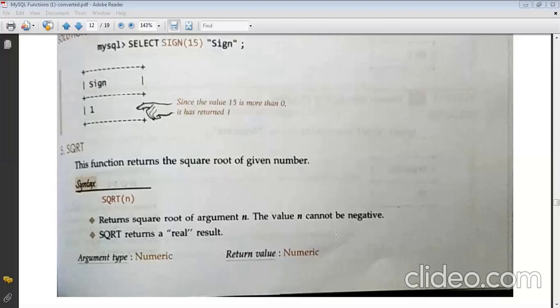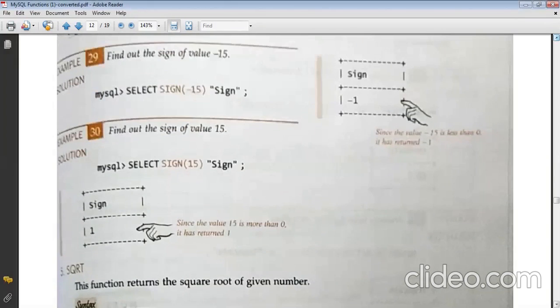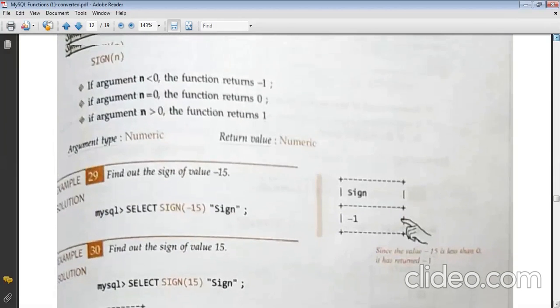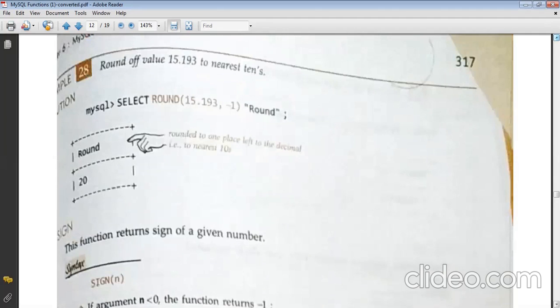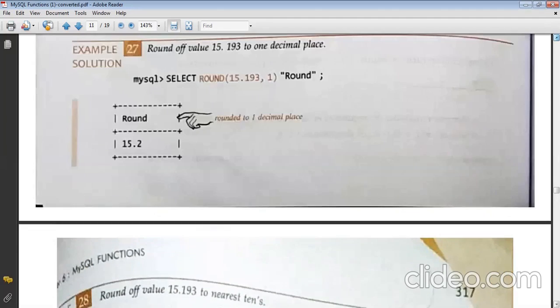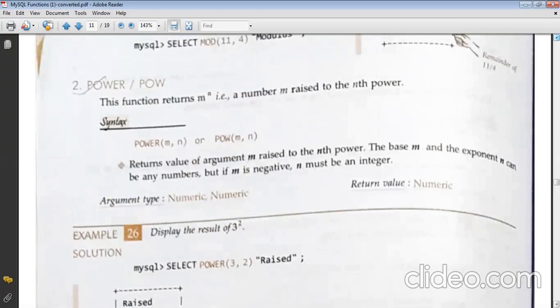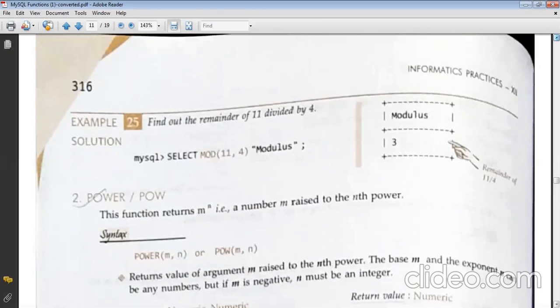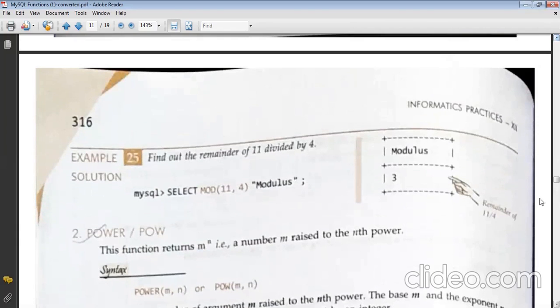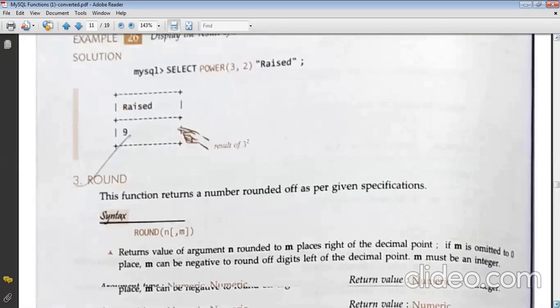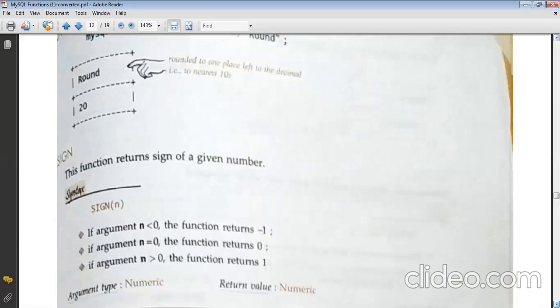Okay, so yesterday we have already covered some of the functions. Those functions were how to find out the sign of a given number, how to round off a given number, how to power up, and how to find the modulus of any number. Those who were not there in yesterday's lecture can revise them once. The PDF is already shared with you on the Google Classroom.